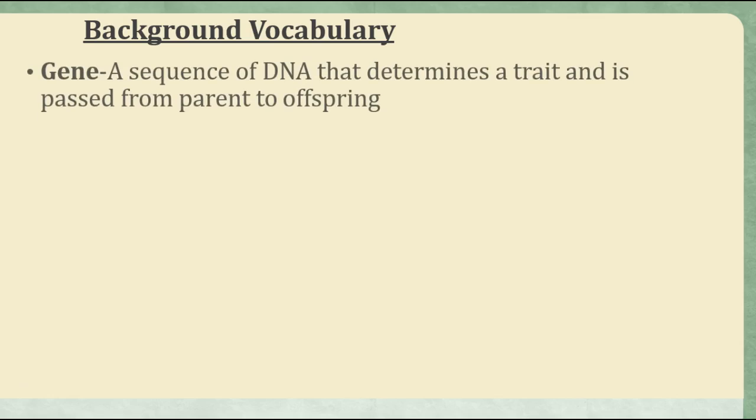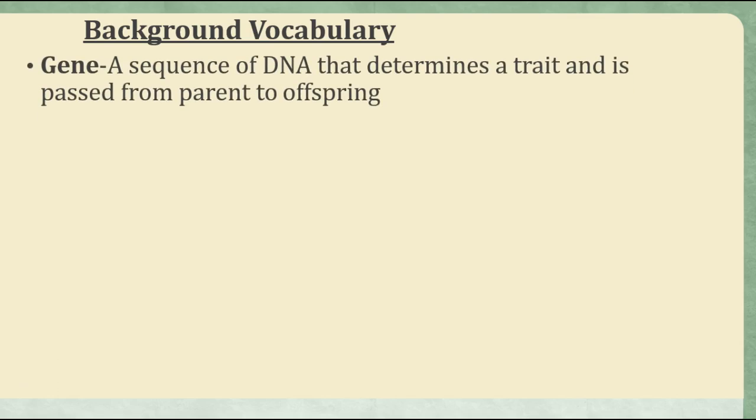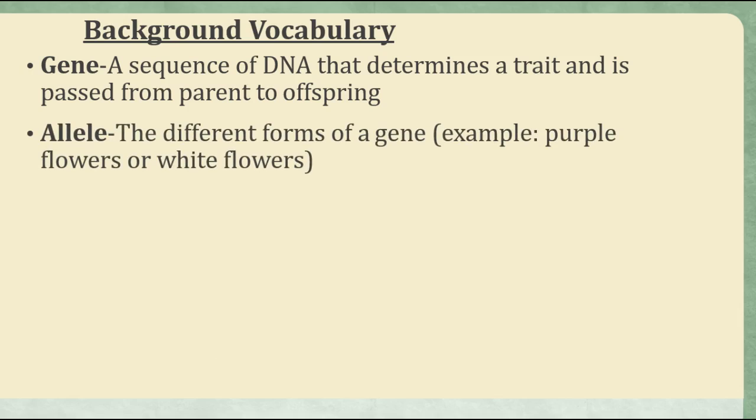And again, we need to start with some background vocabulary because this unit has a lot of vocabulary. A gene is a sequence of DNA that determines a trait and is passed from parent to offspring. An allele is the different forms of a gene. For example, purple flower or white flower. They're different forms of the same gene.